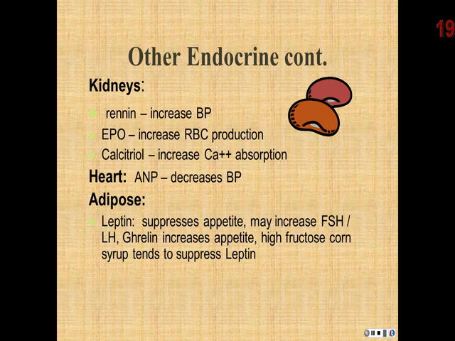Ghrelin is a hormone that increases the appetite, and high fructose corn syrup tends to suppress leptin. These connections between leptin and FSH and LH are one of the reasons why watching body weight is so important for polycystic ovary syndrome.